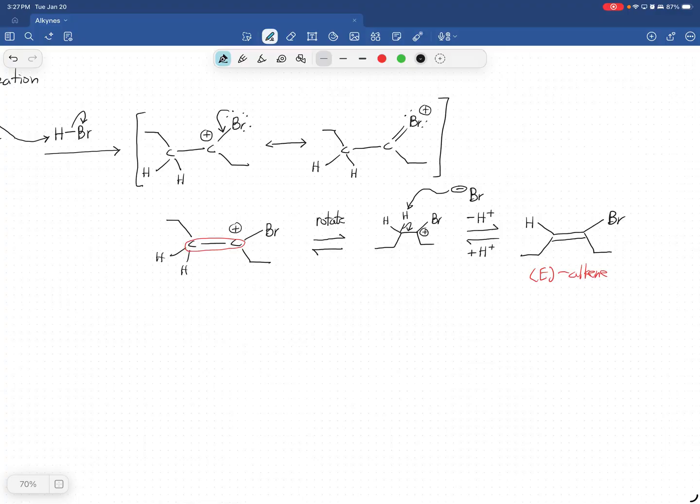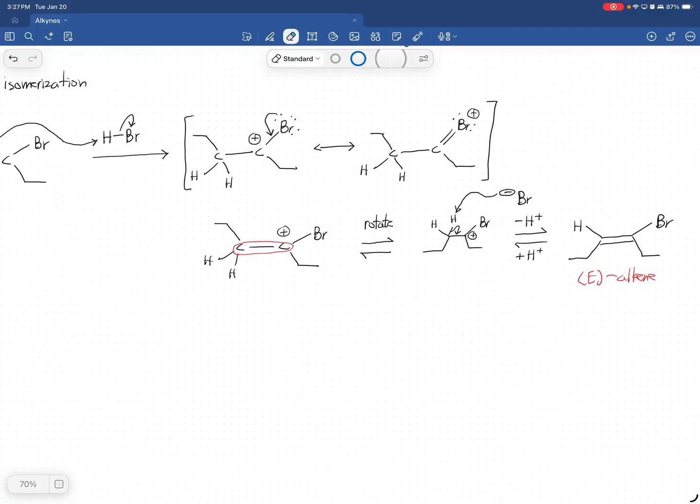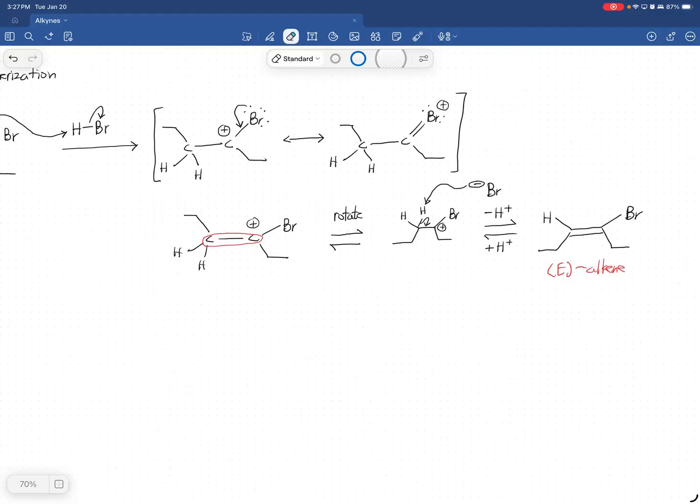Yes, Captain. Why was it that the left carbon was able to rotate but not the right one? It doesn't actually matter. You can rotate either one. I just chose one. Good question. Any other questions? No? Okay. So that's how we get that scenario there.